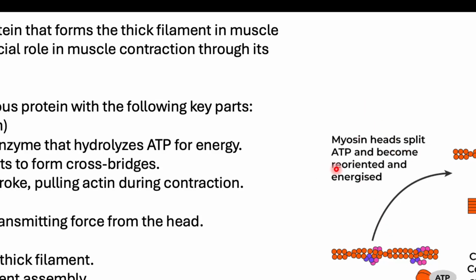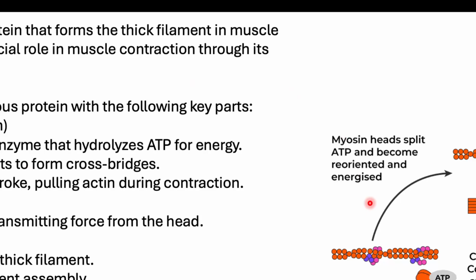Myosin heads split ATP, become reoriented and energized. Myosin heads bind to actin, forming cross bridges. Then they undergo a power stroke, a pulling action during contraction. This is the power stroke action. Myosin heads rotate towards the center of the sarcomere. As myosin heads bind ATP, the cross bridges detach from the actin. The contraction cycle continues if ATP is available and the calcium level in the sarcoplasm is high.